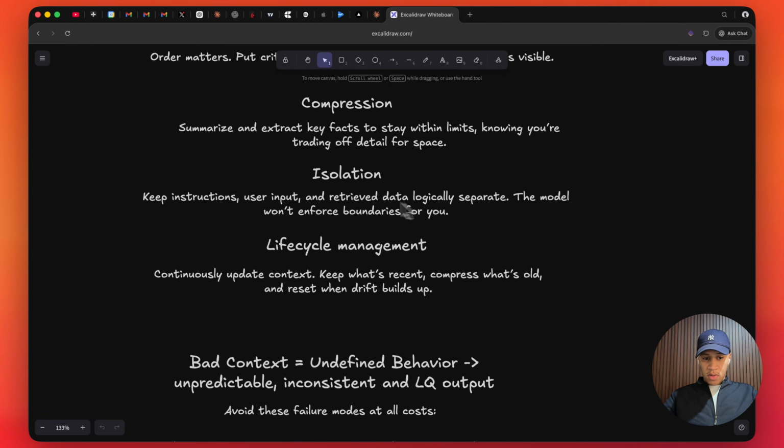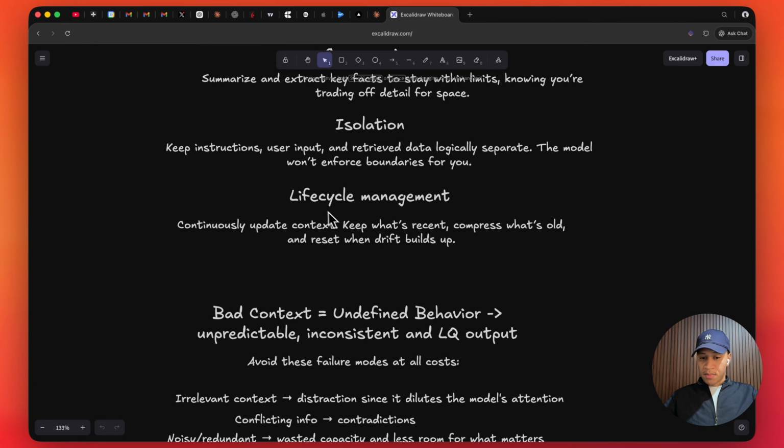Then you have isolation. That means you keep the instructions, the user input, and the retrieved data logically separate. Your system instructions, for example, don't have to include anything related to the user input or any retrieved data ahead of time, because you can't really anticipate the user input. So you need to make your model resilient and help the model find any data or information it might need at one time.